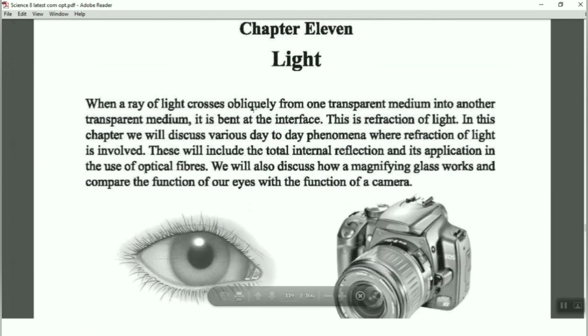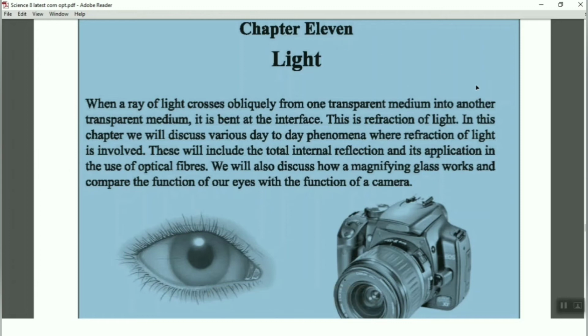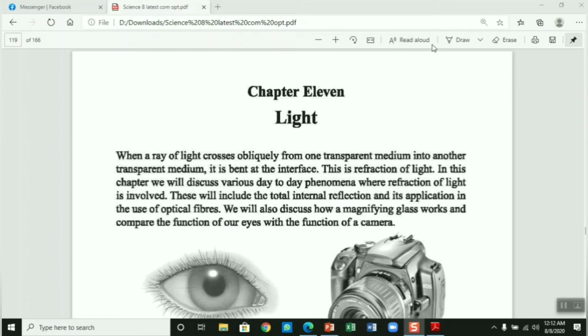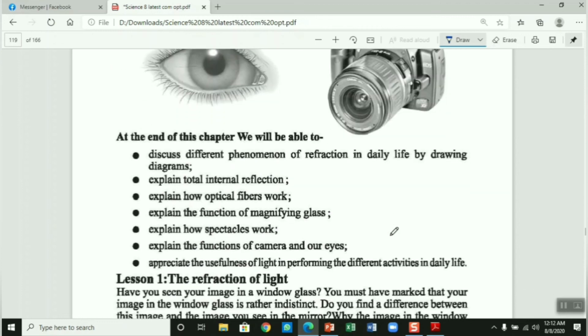That means when a ray of light crosses obliquely from one transparent medium to another transparent medium, it bends at the interface. I'm telling again, see here, when the ray of light crosses obliquely from one transparent medium to another transparent medium, it bends at the interface. This is refraction of light. So you can write the definition from here also. Now we'll go into the lesson.